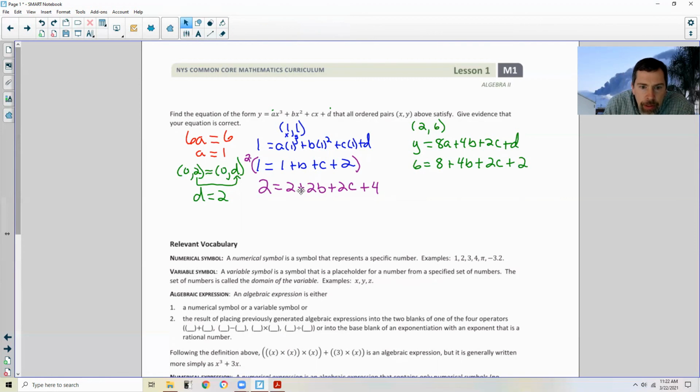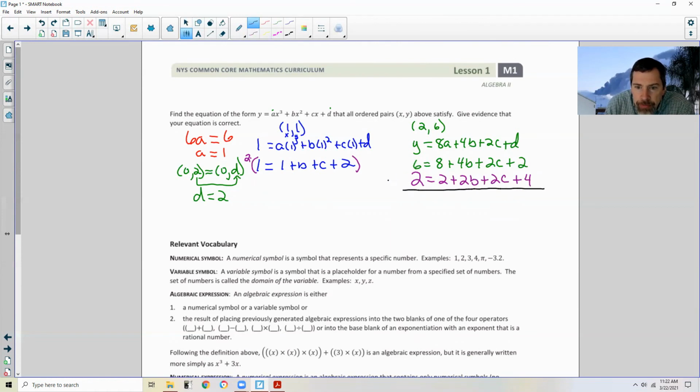All right. And then I'm just going to move that over here underneath this. And then we're going to subtract. So 6 minus 2 is 4. 8 minus 2 is 6. 4b minus 2b is 2b. And 2c minus 2c cancels, and 2 minus 4 is -2. So I can now solve for b. 4 equals 6 minus 2, which is 4 plus 2b. Subtract 4 from both sides, 0 equals 2b. So therefore, b equals 0 divided by 2, or 0.